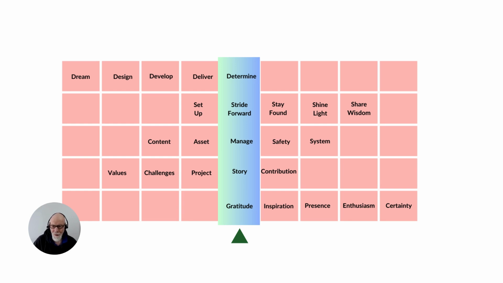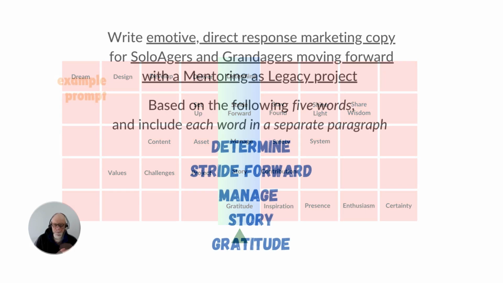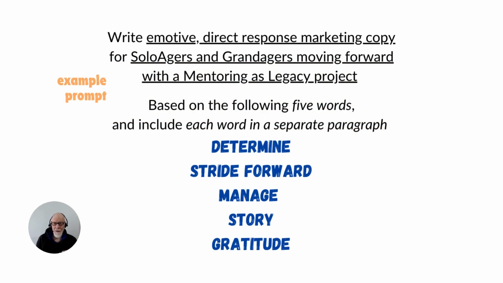What's possible next is access AI to write emotive direct response marketing copy for solo agers and grand agers moving forward with a mentoring as legacy project. That's where they are at the moment. And based on the following 5 words and include each word in a separate paragraph, you would ask it to write up a base story.